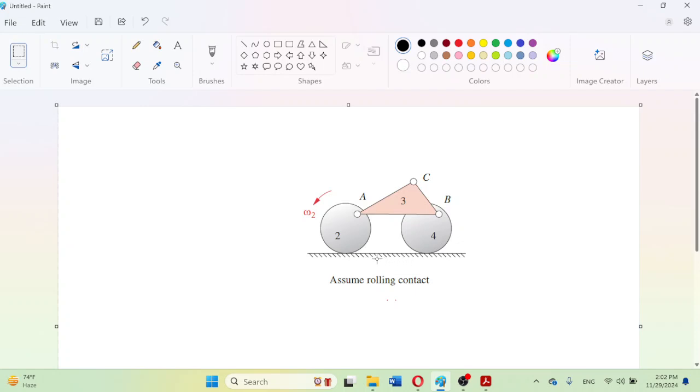As we can observe, there are 4 links as shown by these digits. This is link number 1, ground, which is actually not mentioned. This is link number 2, and we can say that this link number 2 is actually the input. Similarly, link number 3 is in complex motion, because both points A and B, where it has been connected with links 2 and 4, are moving revolutes. This link number 4 is also in rolling contact, meaning rolling without slipping.